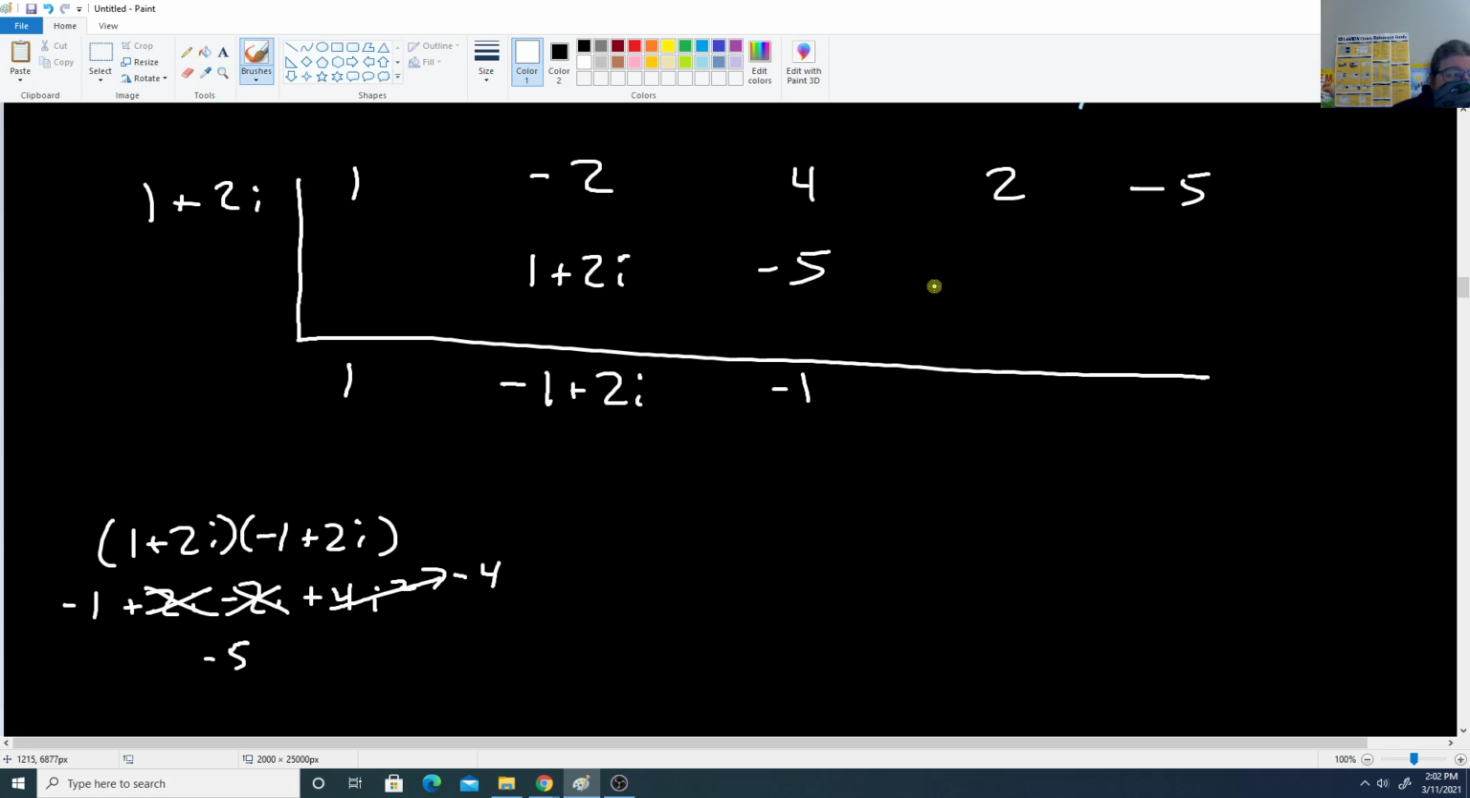1 times negative 1 is negative 1. 2i times negative 1 is minus 2i. Add this up. 2 take away 1 is 1. Negative 2i plus nothing is negative 2i. I need to do 1 plus 2i times 1 minus 2i now.